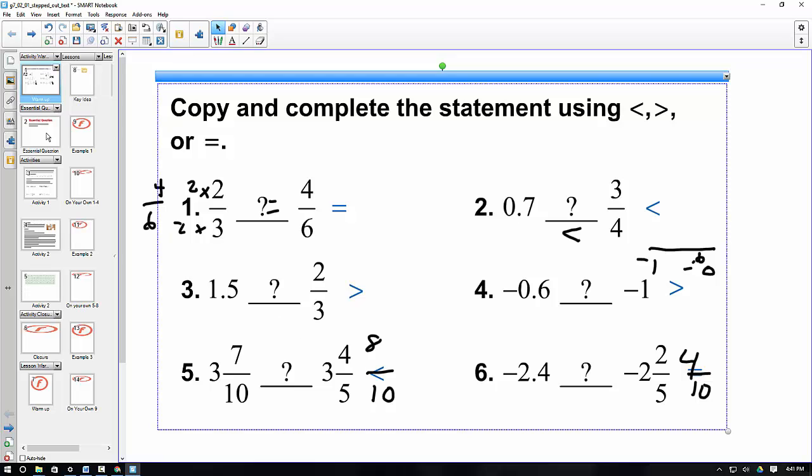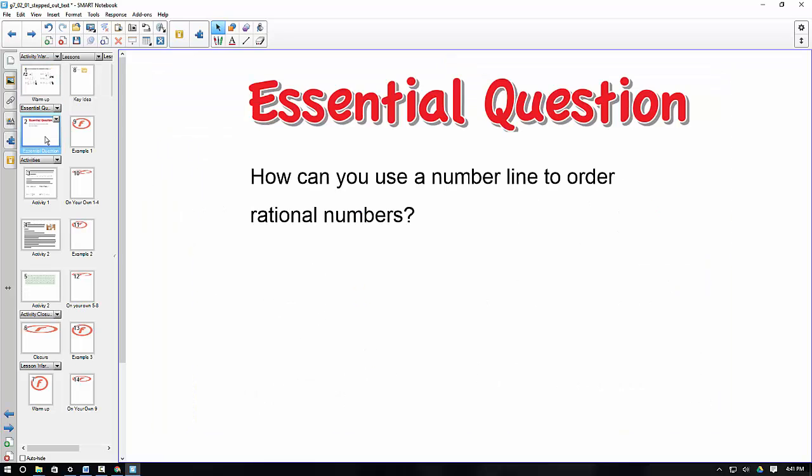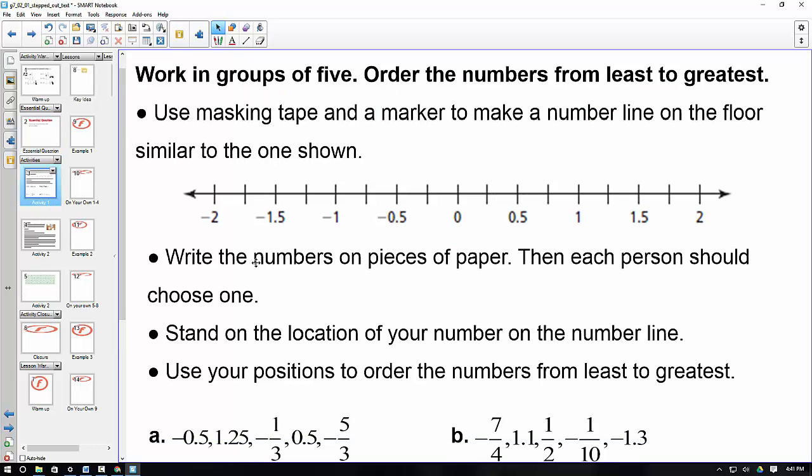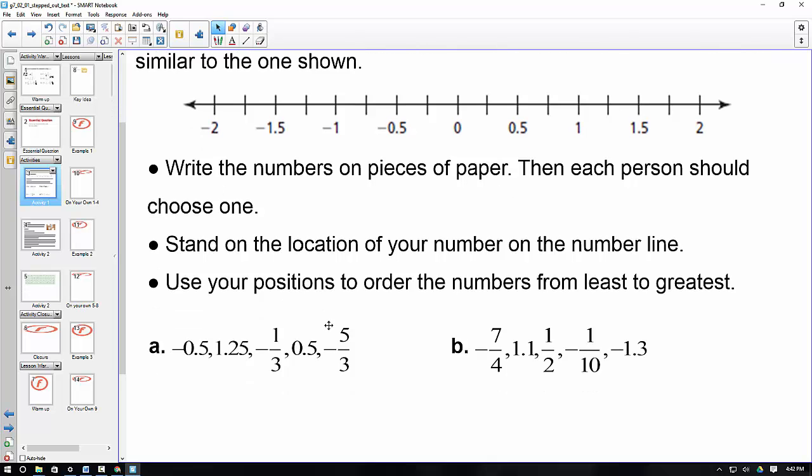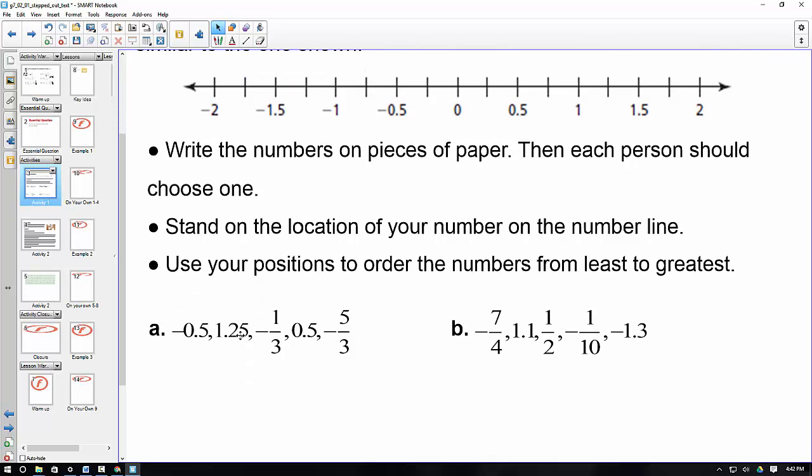So there's that. Our essential question today is, how can you use a number line in order to order rational numbers? If we look here, we have all these various numbers, and this is an activity that you'll actually be doing in class. So you're going to go through and try to figure out, if I look here, we have to order these from least to greatest, right?